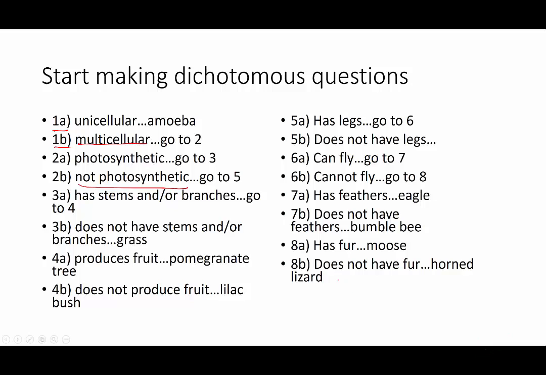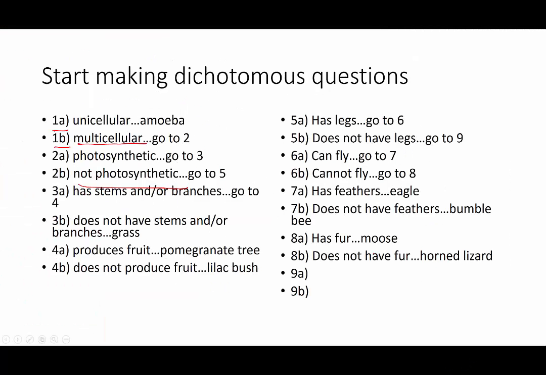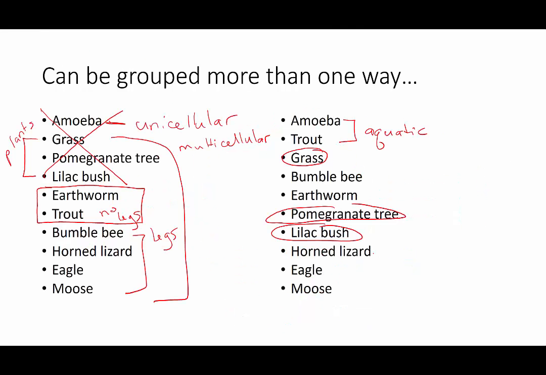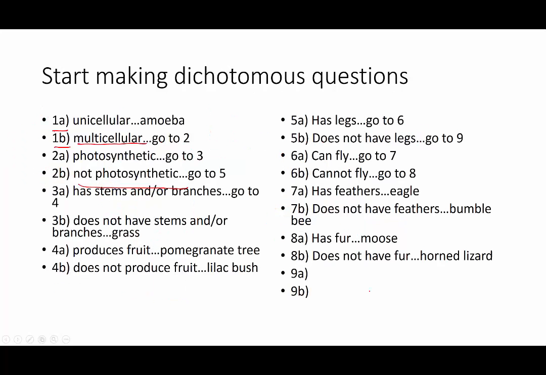So now we can backtrack since we have that taken care of, and looking at that does not have legs, now we can say go to 9. Okay, so you might have to flip back to your list to remind yourself of what we have taken care of and what we don't. So we're down to the earthworm and the trout. So final questions for the differences between an earthworm and a trout. We could look at where they live.